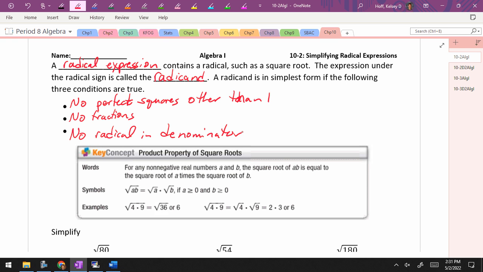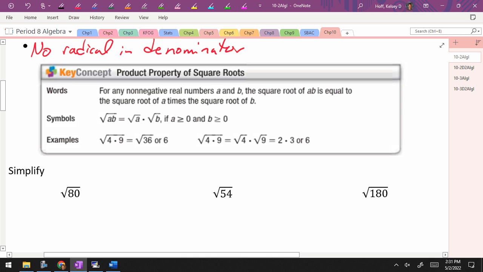So they're going to give us a square root today with a number underneath, and we need to simplify it as far as we can where there are no perfect squares other than one. You cannot have a fraction underneath, and there cannot be a radical in the denominator. The product property of square roots tells us the square root of a times the square root of b is really like multiplying those two numbers underneath the square root. Like the square root of 2 times the square root of 3 is actually the square root of 6. Follow me? They're both underneath the radical, so technically you can multiply them.